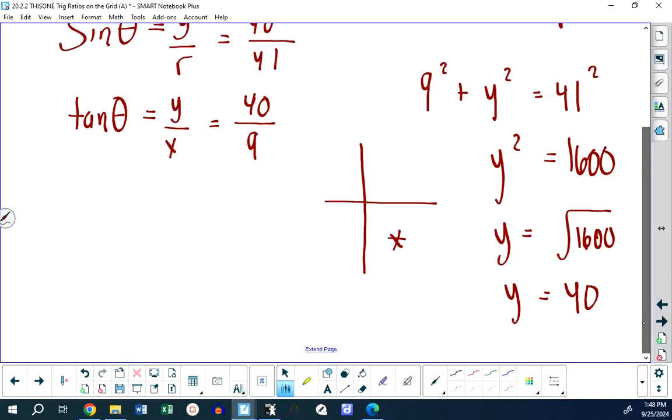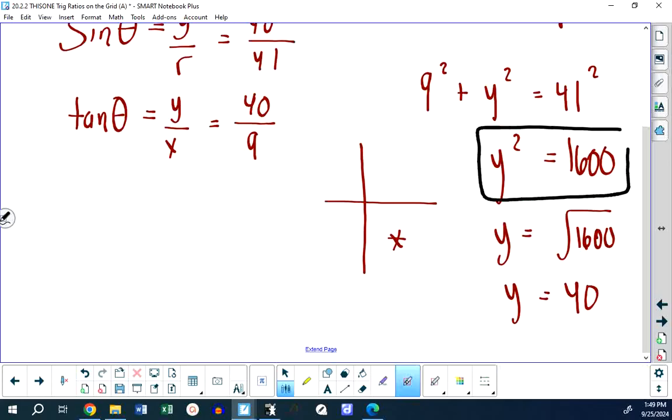So those of you that are in my Physics 20 class, you already have a heads up on this. We've already talked about this. When I say y squared is 1600, and we do this bit of business here to find y, it's not finding every value of y. If I square 40, do I get 1600? Yes. But if I square negative 40, I get 1600.